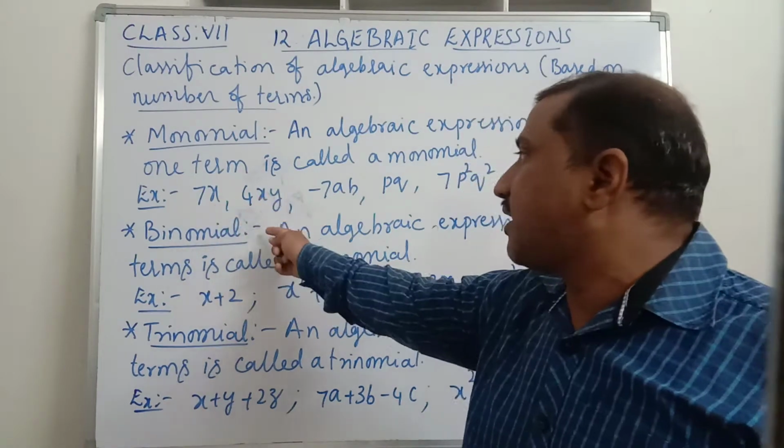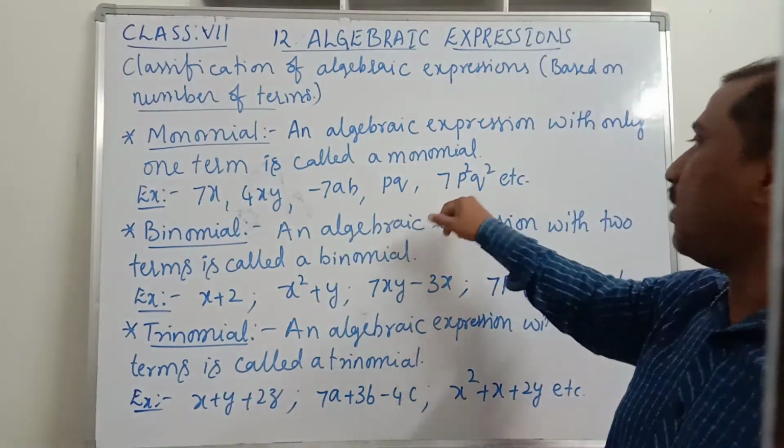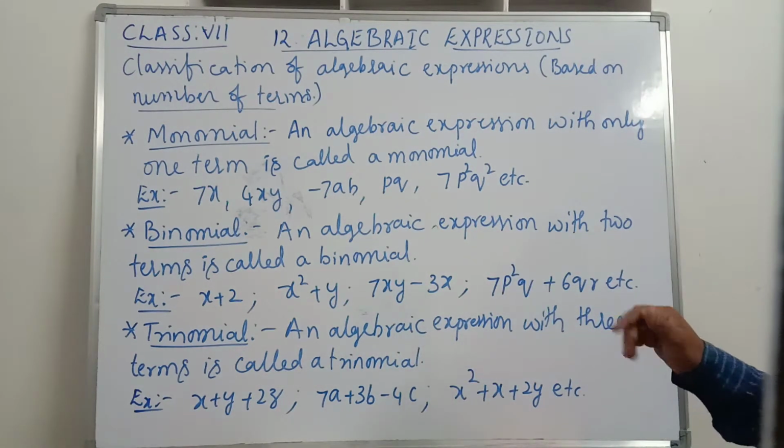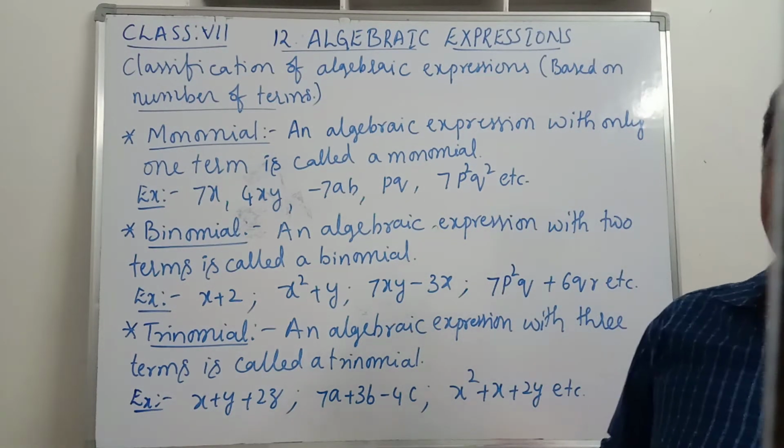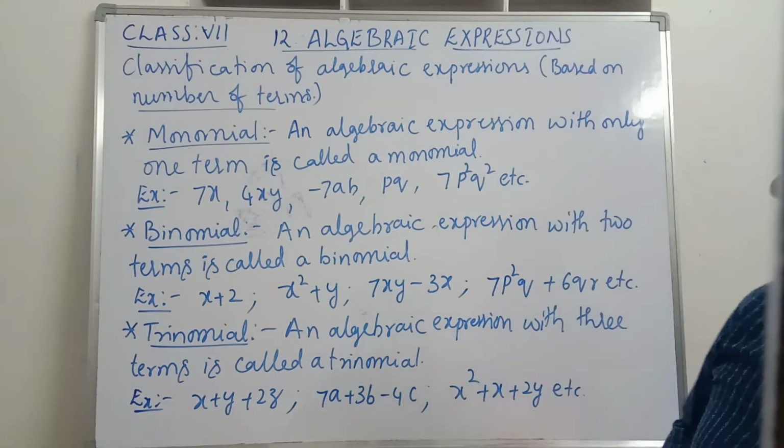Example: 7x, 4xy, minus 7ab, pq, 7p square q square, etc. All these are monomials. Monomial means having only one term.